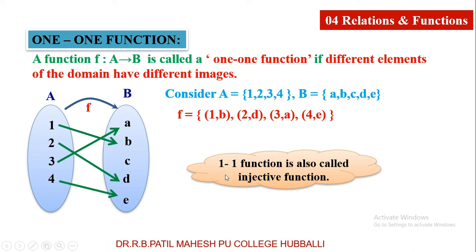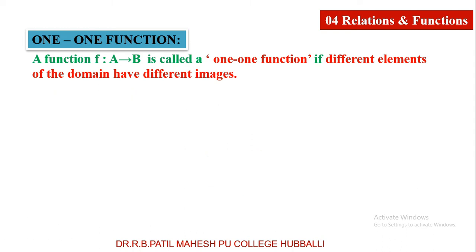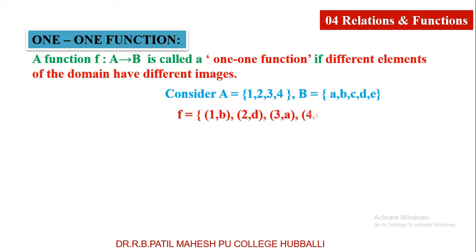This is a 1-1 function and we also call it an injective function. Sometimes a 1-1 function is also called an injective function. Let me take one more example to understand it. 1, 2, 3, 4, A, B, C, D, E. I am writing F, the function: 1B, 2D, 3A, 4D.